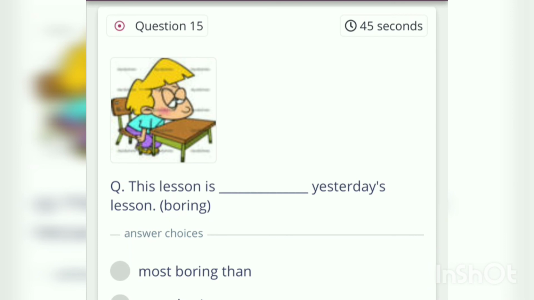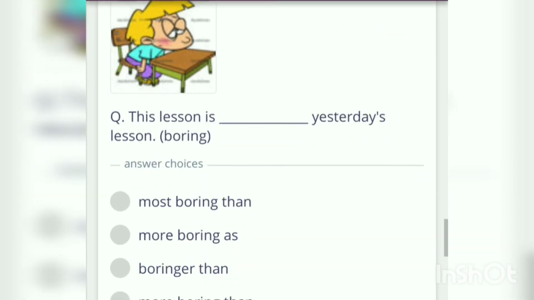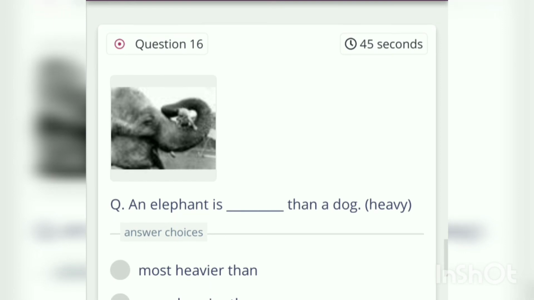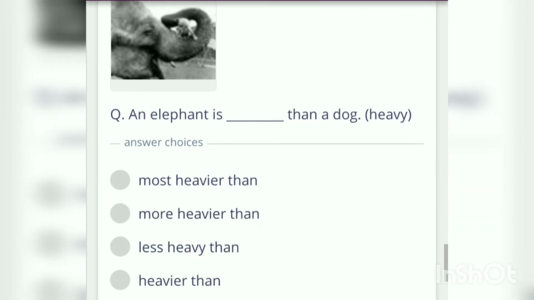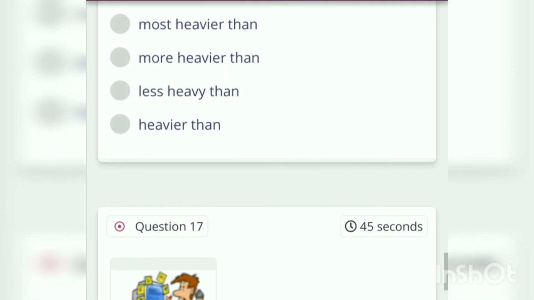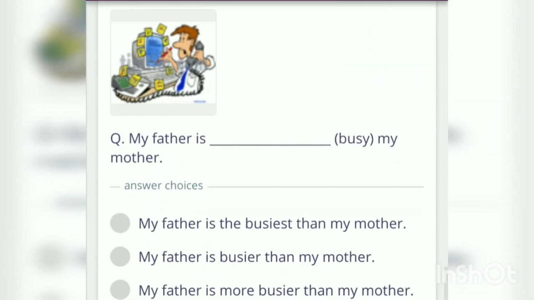This lesson is dash yesterday's lesson. Most boring, more boring, boringer than, more boring than. An elephant is dash than a dog. Choose the correct option. Be very careful in choosing the options. Don't go wrong, children. My father is dash my mother.